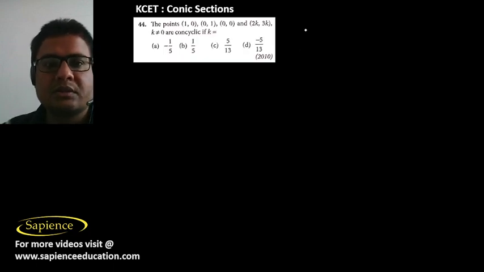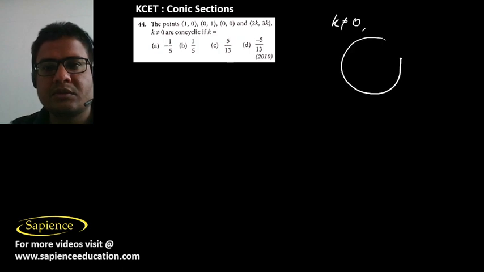Then in question number 44 it is told the points (1, 0), (0, 1), (0, 0), (2k, 3k) where k not equal to 0 are concyclic. So if they are concyclic, they all should lie on the same circle. So this is the circle. Now this is the point (0, 0). This is (1, 0) here. (0, 1) is also here.